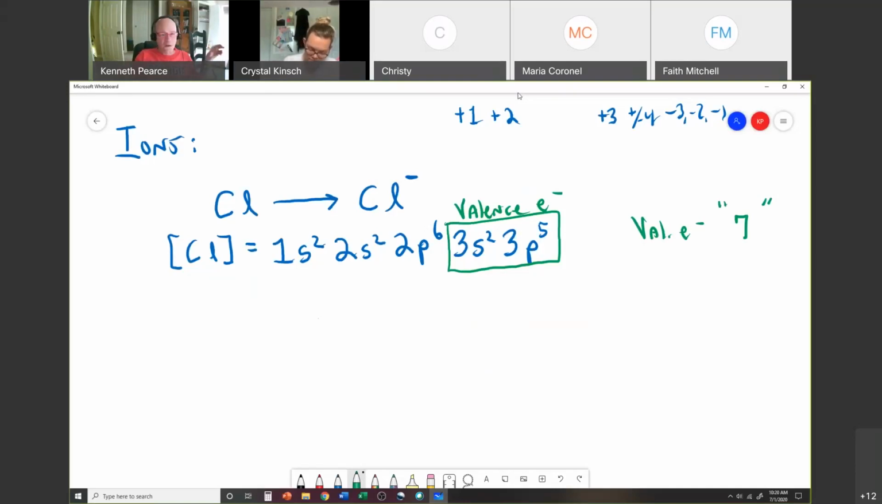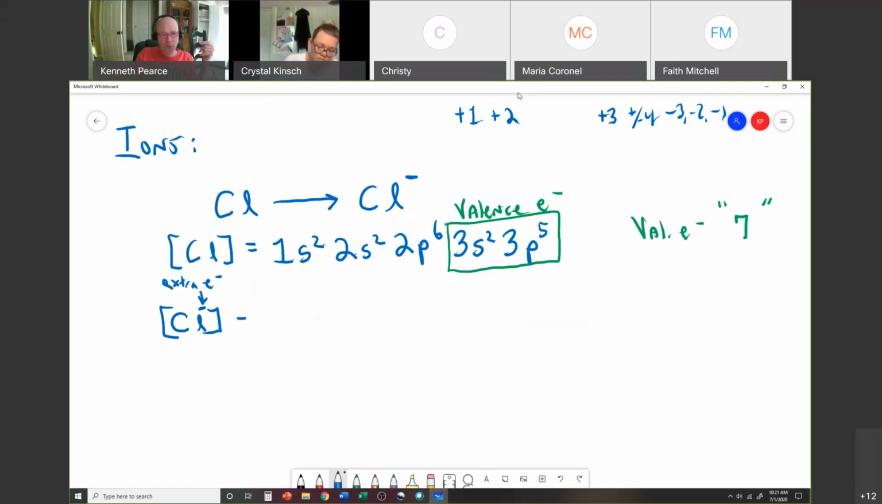So let's take a look at the chlorine ion. Well, what does it mean to be a chlorine ion? The minus sign right here means an extra electron. In chlorine minus, it means you have an extra electron. So how many valence electrons do you have at this point? Really, you have 8, but let's see where it goes.